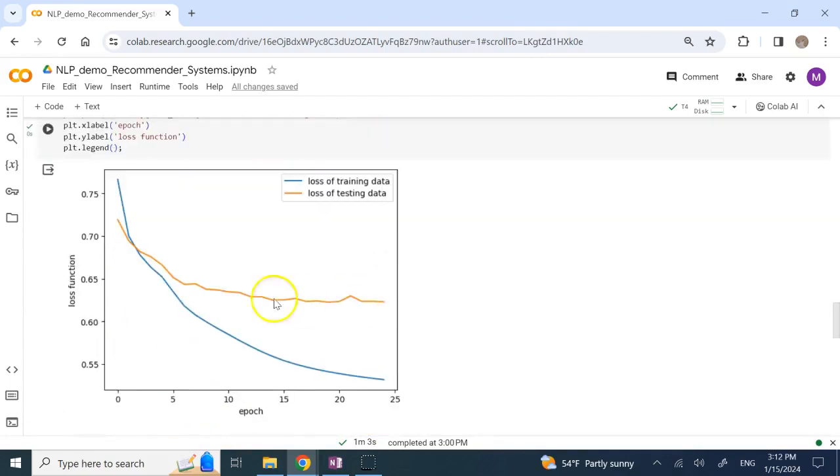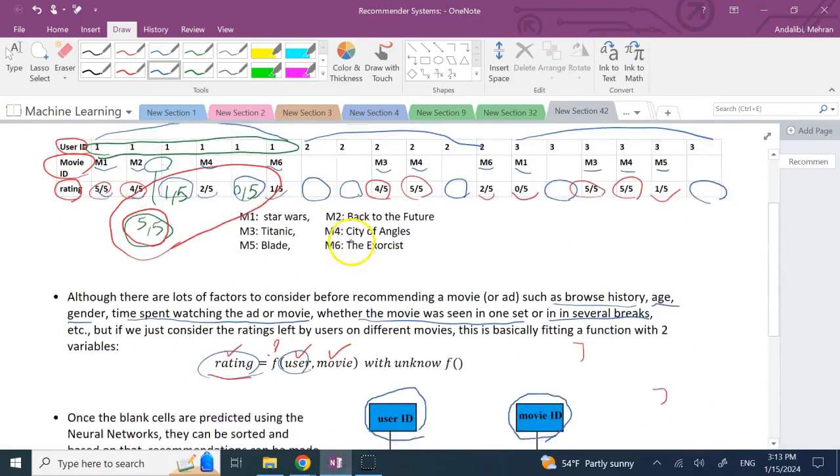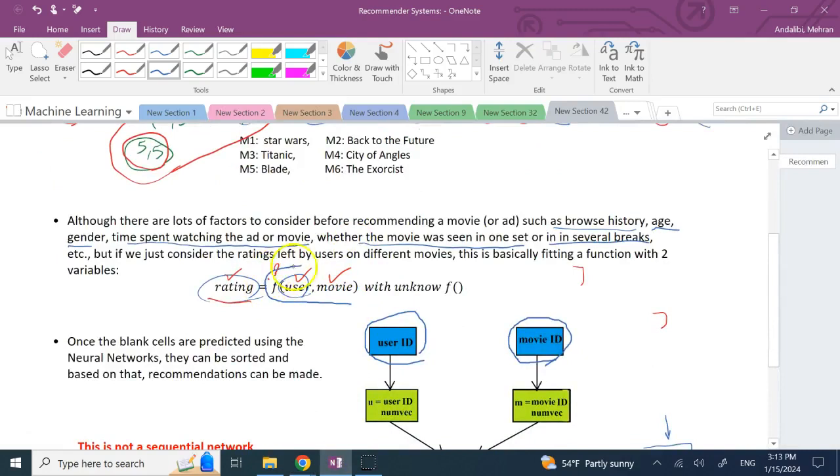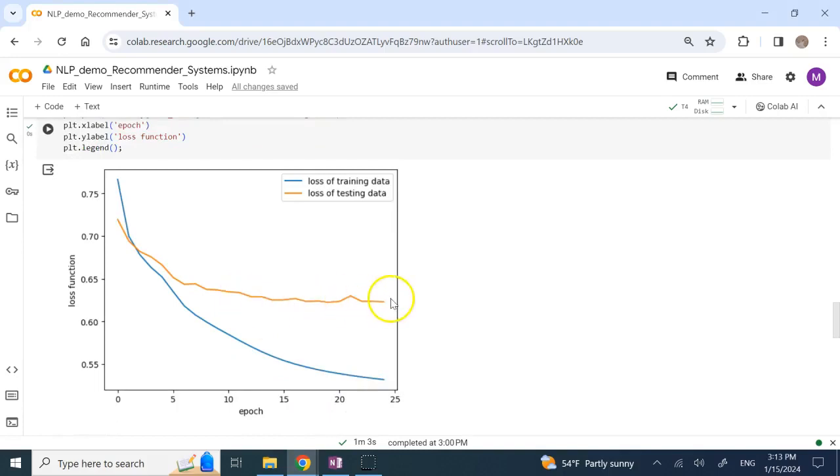But remember, at the end of the day, a portion of these ratings might not really be explained by these two variables, because as I told you, there are a bunch of other things you might need to consider: browsing history, gender, the time spent on these movies, and so many other things. So in reality, this function doesn't have just two variables, it has more variables. So if we use only two variables, we can only partially explain the ratings and not all of it. And so you should not really expect the generalization and the error on the test data, or loss function, to go down to very small numbers like 0.